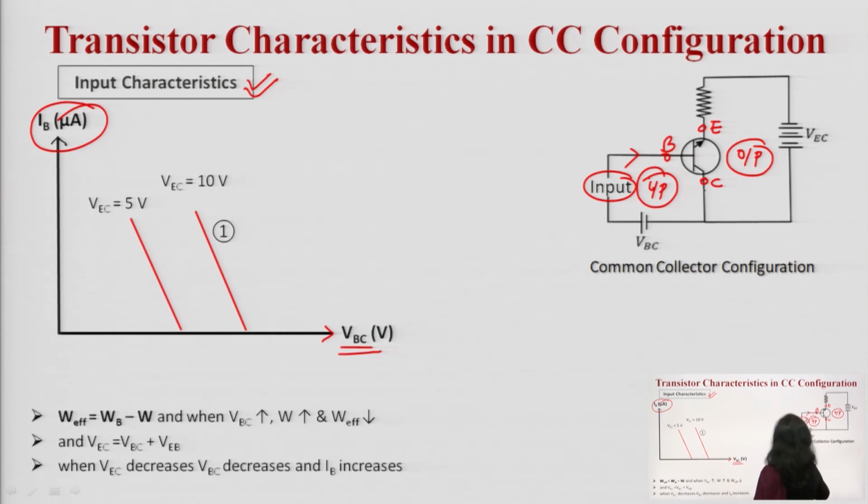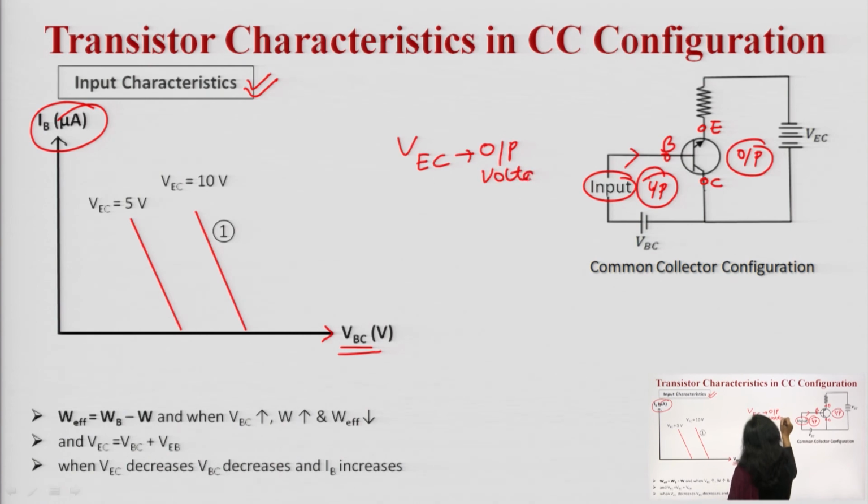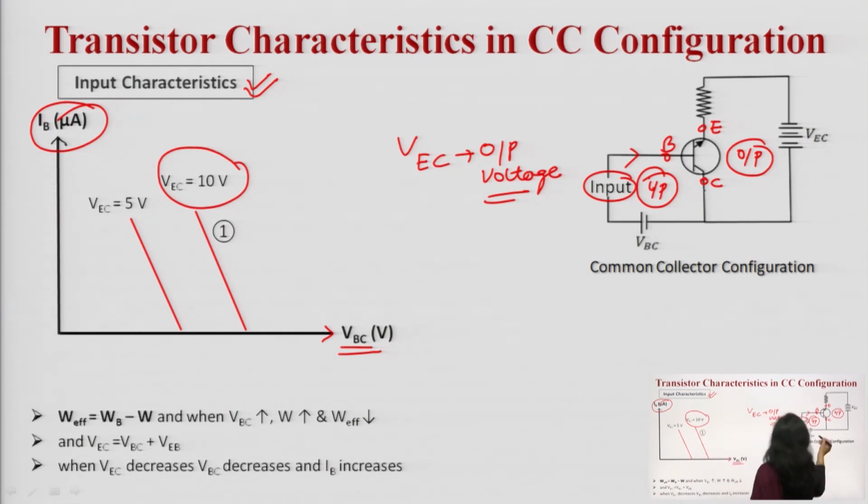You can see over here, by keeping VEC constant, which is the output voltage, for different output voltages this curve can be plotted. Here you can see, first you have drawn for VEC equal to 10 volt. If you increase this base collector voltage, then current IB will drop slowly. But what is the effect when you are decreasing or increasing VEC?